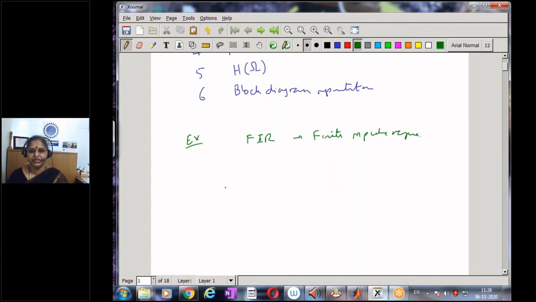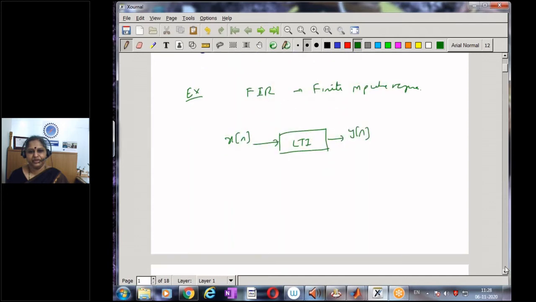So we have the input x of n, we have an LTI, a linear time invariant system, and we have the output y of n. Let's assume that we are given the difference equation of a system, which is one of the methods of representing the discrete time LTI system. Today we're going to take a specific example. In the previous module, we had seen a general one.